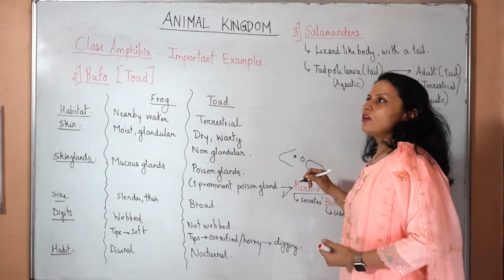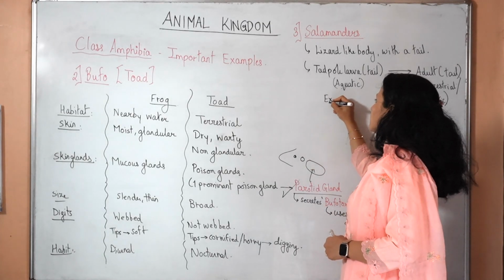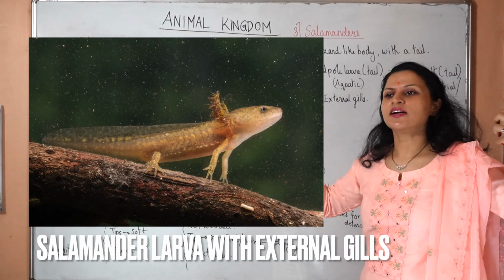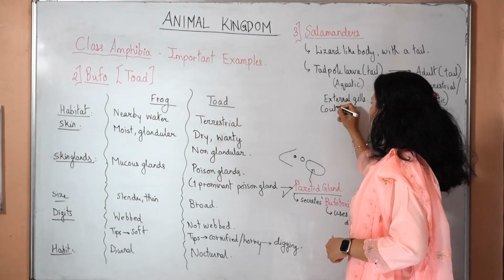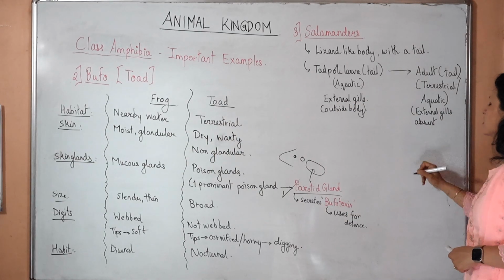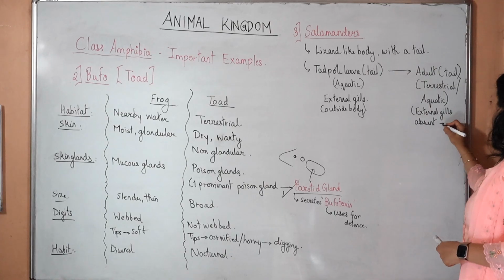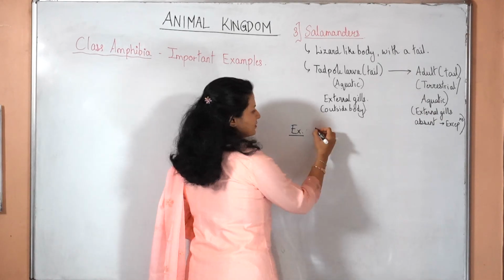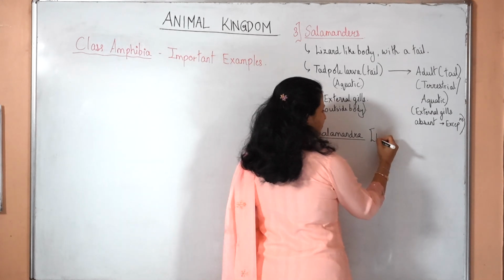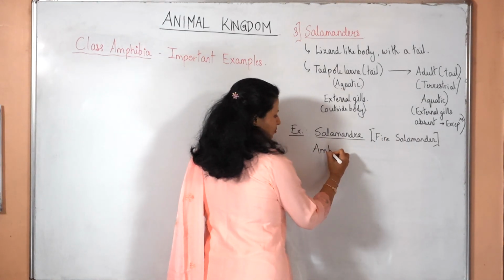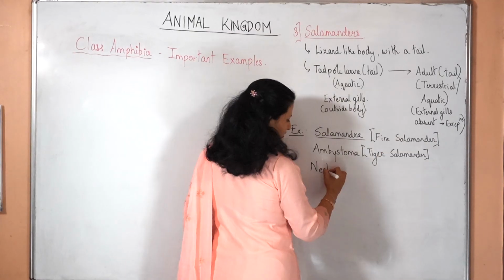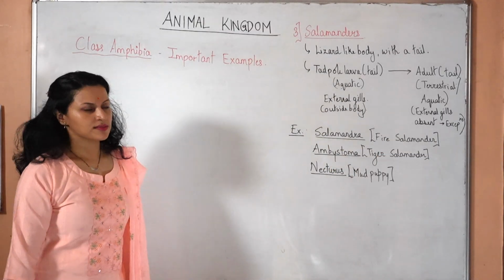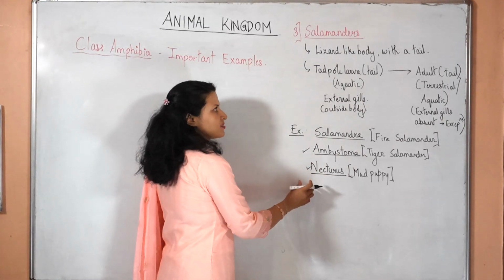The tadpole larva are known to have external gills. So the gills will be outside the pharynx. Okay, feathery kind of appearance it will give them outside the body. External gills are absent in case of the adults, but there are some exceptions to this rule which we will see shortly. Example, Salamandra, commonly called the fire salamander. Ambystoma, the tiger salamander. Necturus, also called the mud puppy. Three different types of salamanders. We are going to look at Ambystoma and Necturus in some more detail.